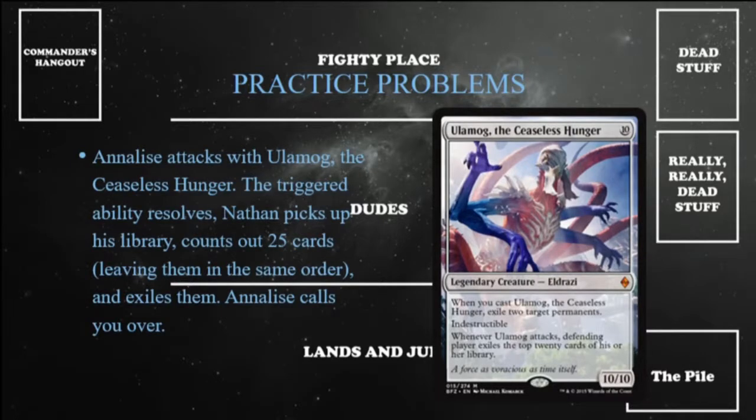Annalise attacks with Ulamog, the Ceaseless Hunger. The triggered ability resolves. Nathan picks up his library, counts 25 cards, leaving them in the same order, and exiles them. Annalise calls you over. The triggered ability for Ulamog, the Ceaseless Hunger says, whenever Ulamog attacks, defending player exiles the top 20 cards of his or her library. I'm going to give you guys a couple minutes to mull that over, and then I'm going to ask for an answer.